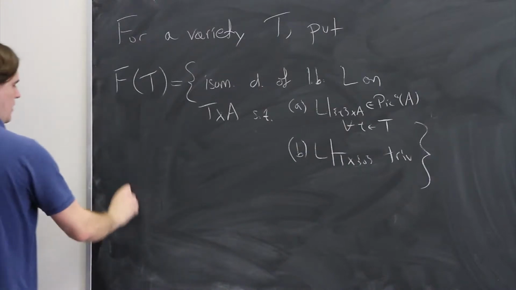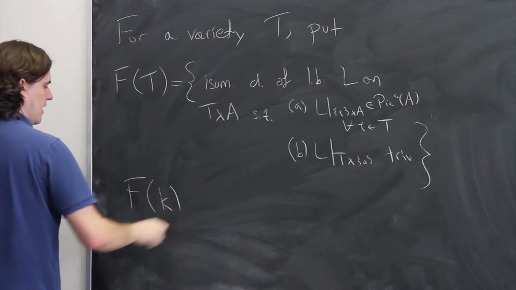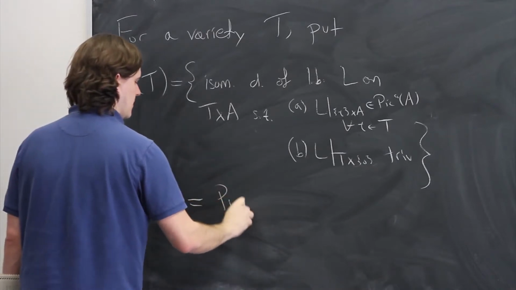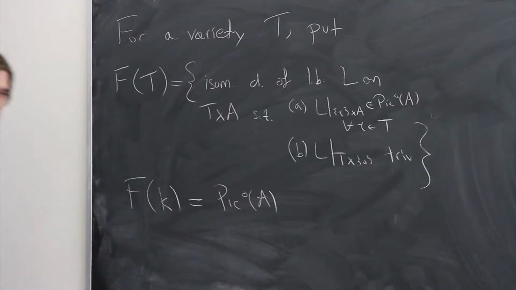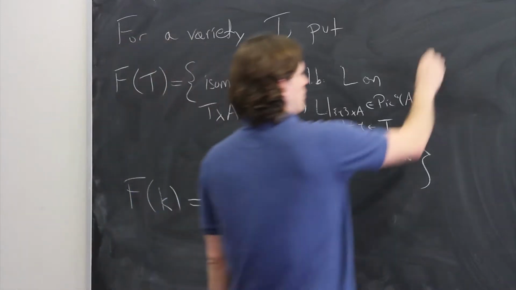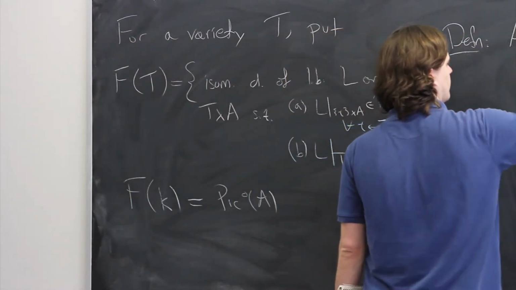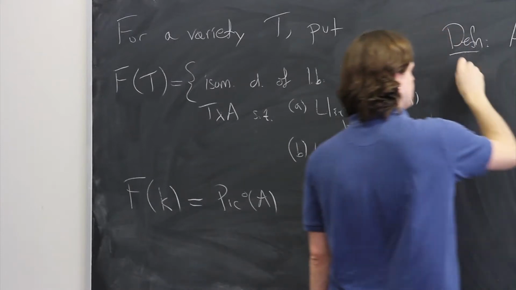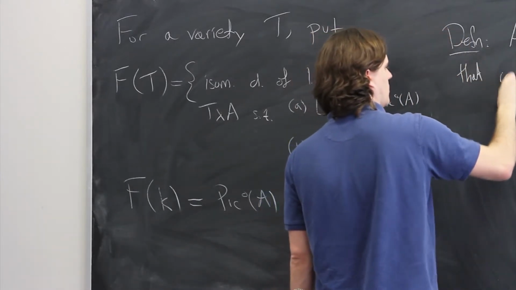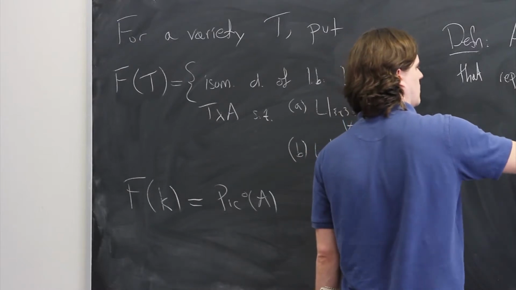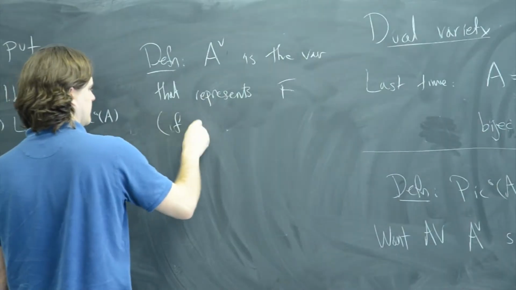So notice that this functor is evaluated on Spec K equal to Pic⁰ A. So that looks like what we want. So we're going to define the definition: A dual is the variety that represents F, if it exists.